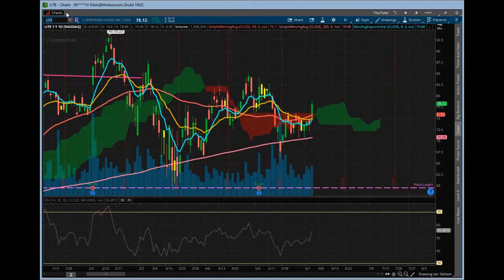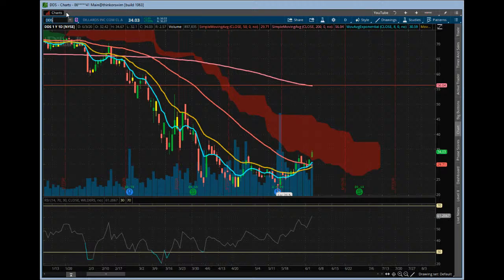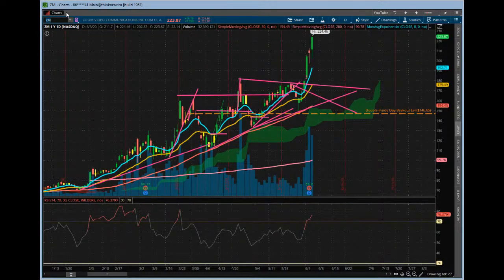I like how it's over the 50. Nice rising 50 on that one right now, so that's looking pretty good. DDS. Again, we talked about this one. Another tough one to trade, but I like the gap up and the push into the cloud today. Zoom. Great reversal candle today. Doji sandwich up. You got to like that one. Etsy.